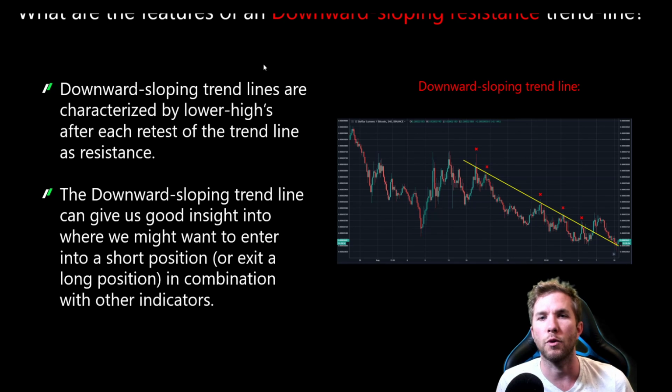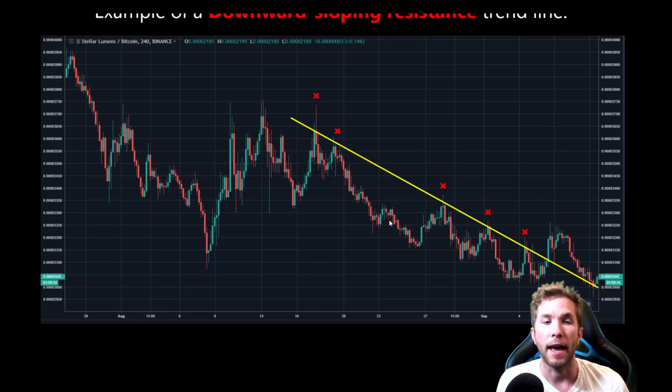So what are the features of a downward sloping resistance? The same thing, except in this one, you're going to get lower highs instead of higher lows. And you're going to get that same sort of rejection resistance that you saw similar to the higher lows. So the downward sloping trend line can give us good insight into where we might want to enter into a short position or exit a long position in combination with other indicators, or when our trend might be reversing. So let's say you're trying to look for a long position and you've got this trend like this, and maybe you've identified that this is a falling wedge structure and it's getting more and more consolidated. So once this breaks out, that could be a decent place to look for an entry once you get that retest you're looking for.